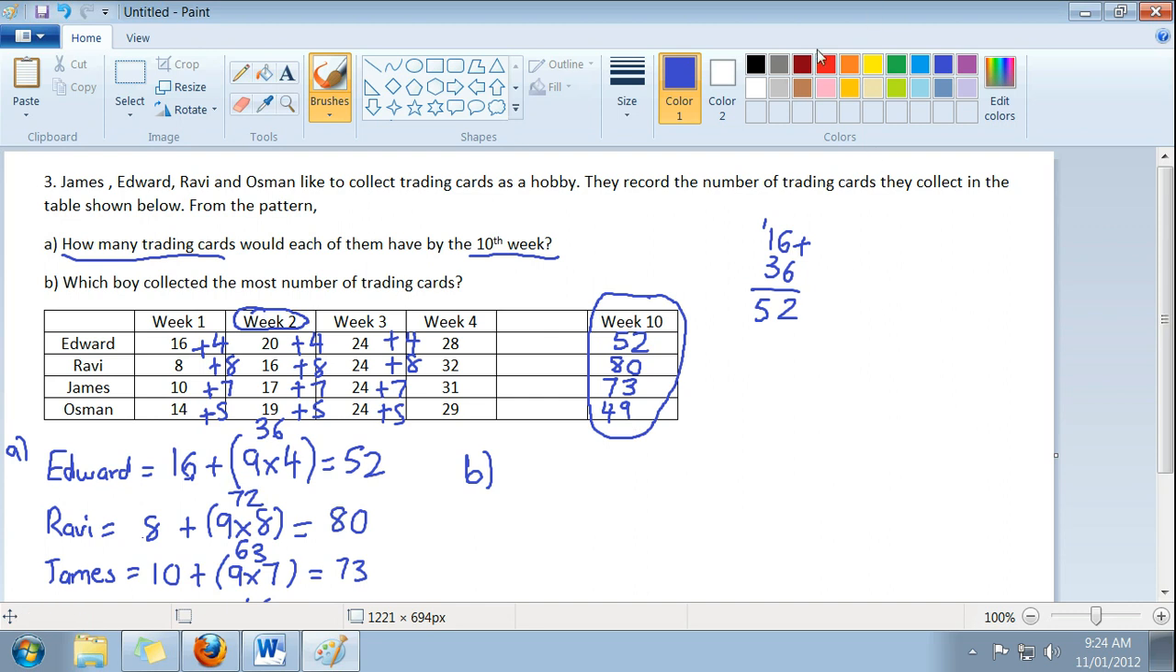So let me circle this in red. Let's look at the tens column first. We have 5, 8, 7, 4. Since 8 is the biggest in the tens column, so this is the biggest, so 80. So, the question was, which boy collected the most number of trading cards? We can write therefore. Ravi collected the most number of trading cards.